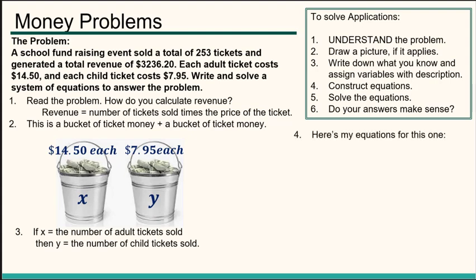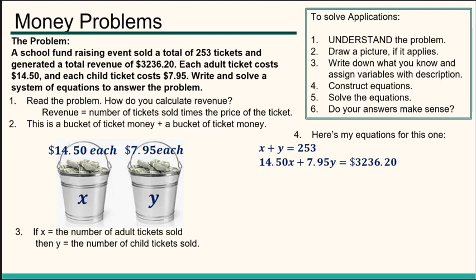Here's my equations for this one. X plus Y is 253, the total number of tickets sold. Then $14.50 times each adult ticket plus $7.95 times each child ticket equals $3,236.20.